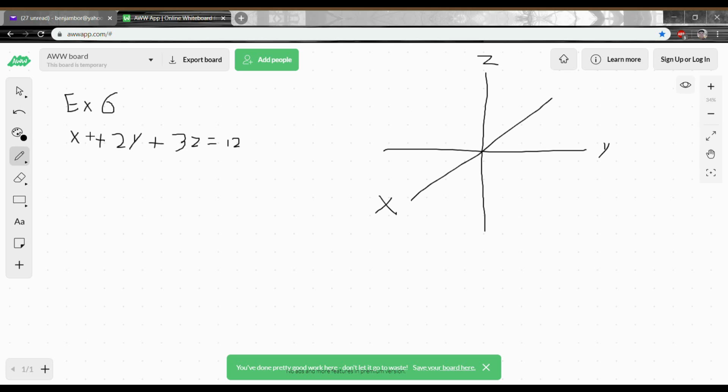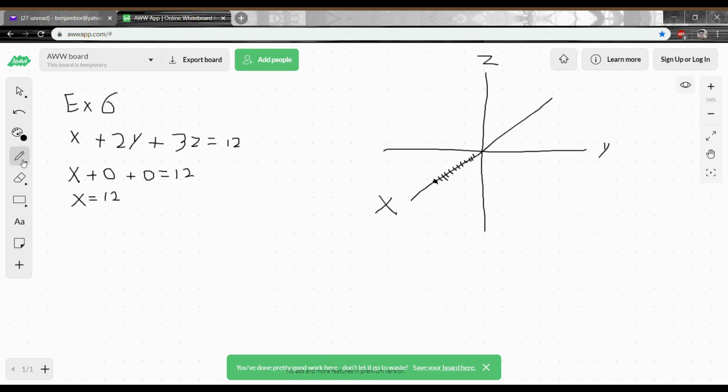This is positive y, this is positive x, and this is positive z. If we want to find the x-intercept, we would simply plug in where y is equal to 0 and where z is equal to 0. So let's do that. x plus 2 times 0, which is 0, plus 3 times 0, which is 0, is equal to 12. We see that the plane is going to intercept the x-axis at x equals 12. So let's go ahead and write that. 2, 3, 4, 5, 6, 7, 8, 9, 10, 11, 12. This is where our plane is going to touch the x-axis.